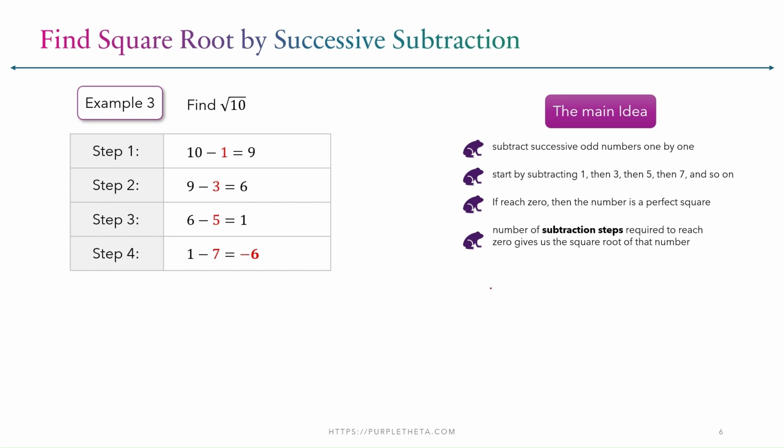Notice that this time we did not reach 0. Instead, we reached minus 6, right? Therefore, 10 is not a perfect square, right? And therefore, 10 does not have a perfect square root as well. Okay, so this method is useful not only for finding square roots but also for checking whether a number is a perfect square or not, right?